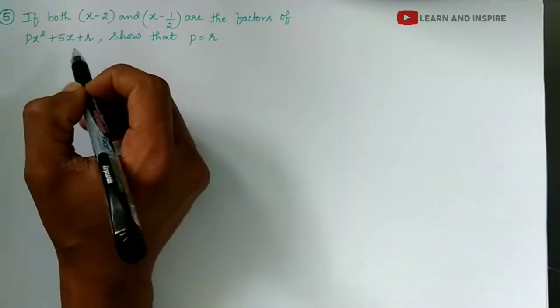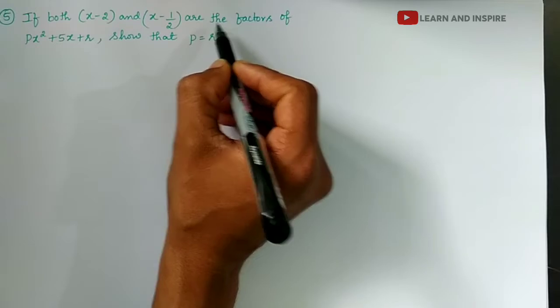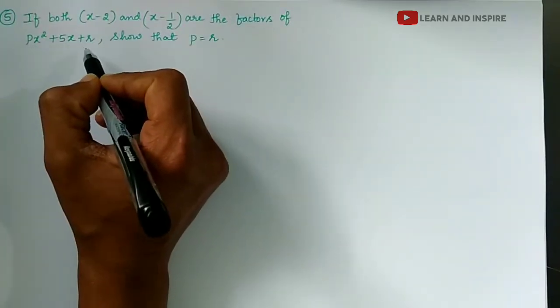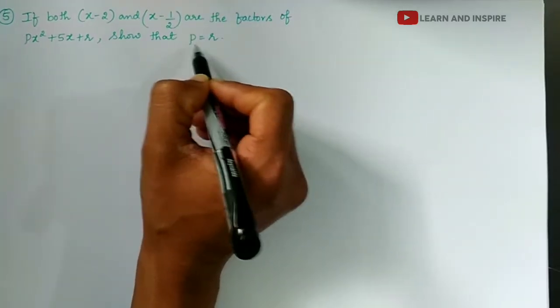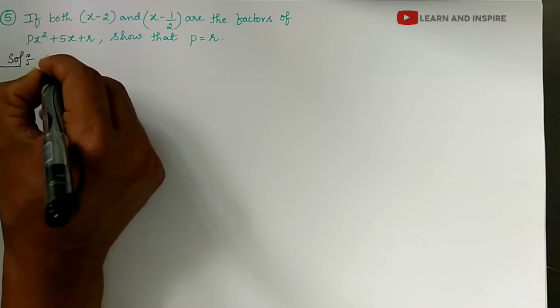So this is question number 5. If both x minus 2 and x minus 1 by 2 are the factors of px square plus 5x plus r, then show that p is equal to r. First I write the given polynomial.